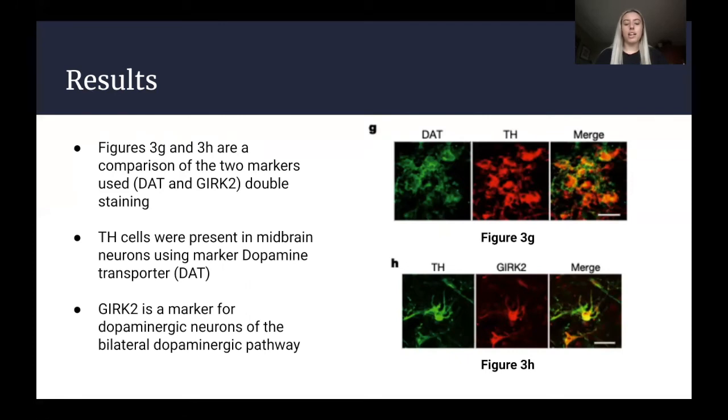In figure 3H, GIRK2 is the potassium channel that regulates insulin by neurotransmitters. The pattern of both TH and GIRK2 are similar apart and when merged. Now John will explain how the research answer correlates back to the research question and provide a conclusion.